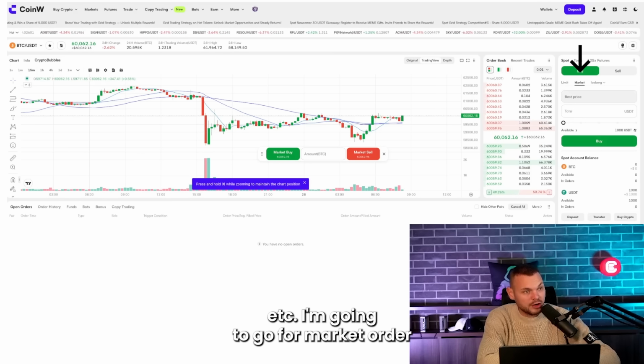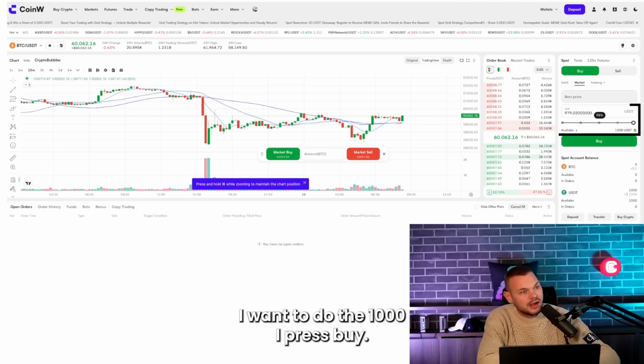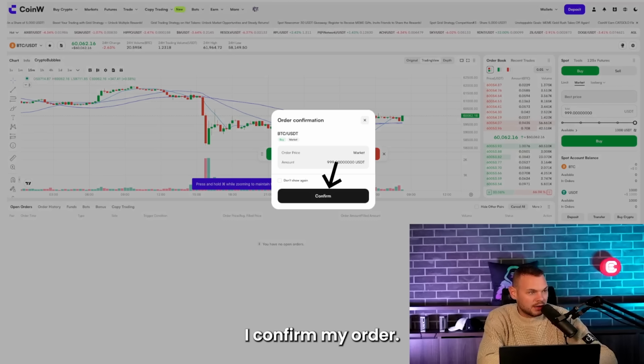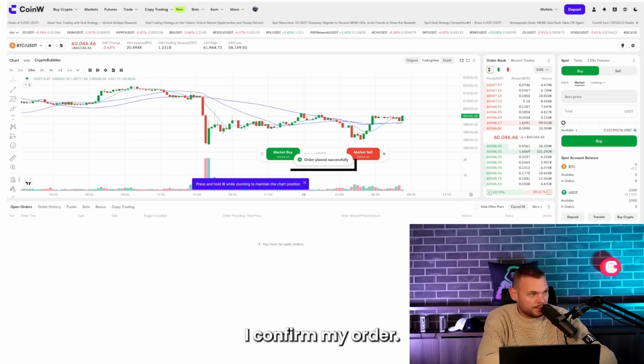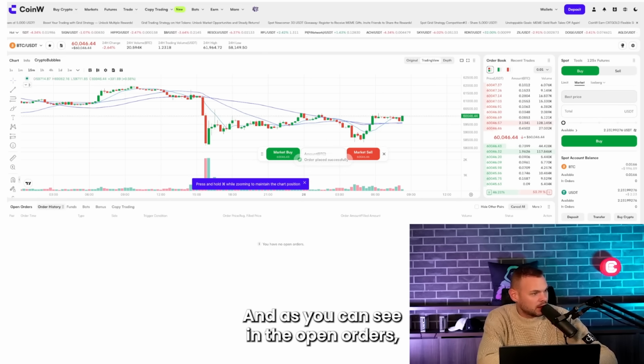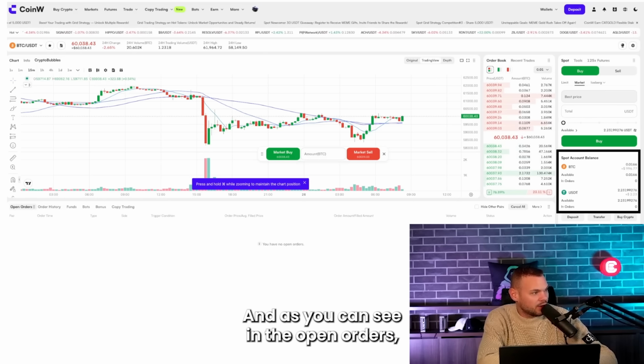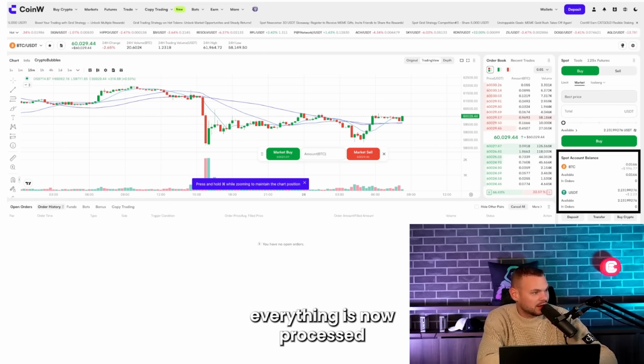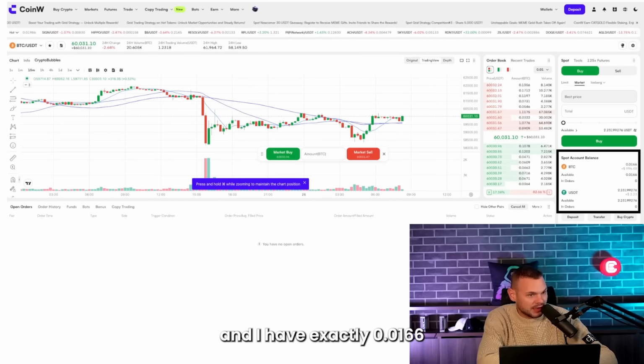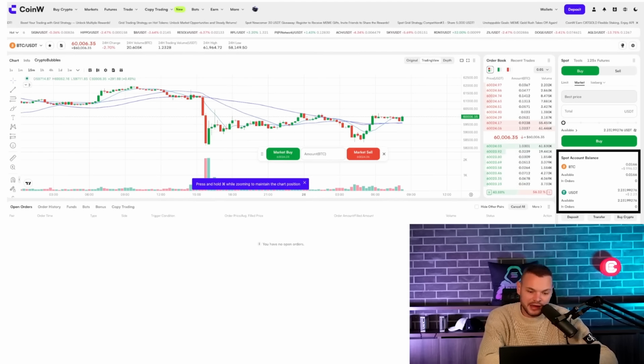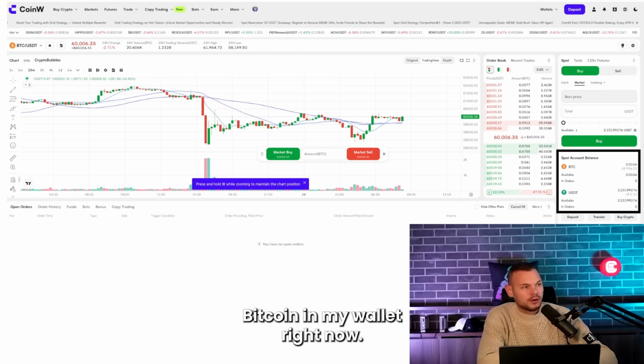I'm gonna go for market order just to show how easy it is. I want to do the 1000. I press buy. I confirm my order. Order placed successfully. And as you can see in the open orders, everything is now processed, and I have exactly 0.0166 Bitcoin in my wallet right now.